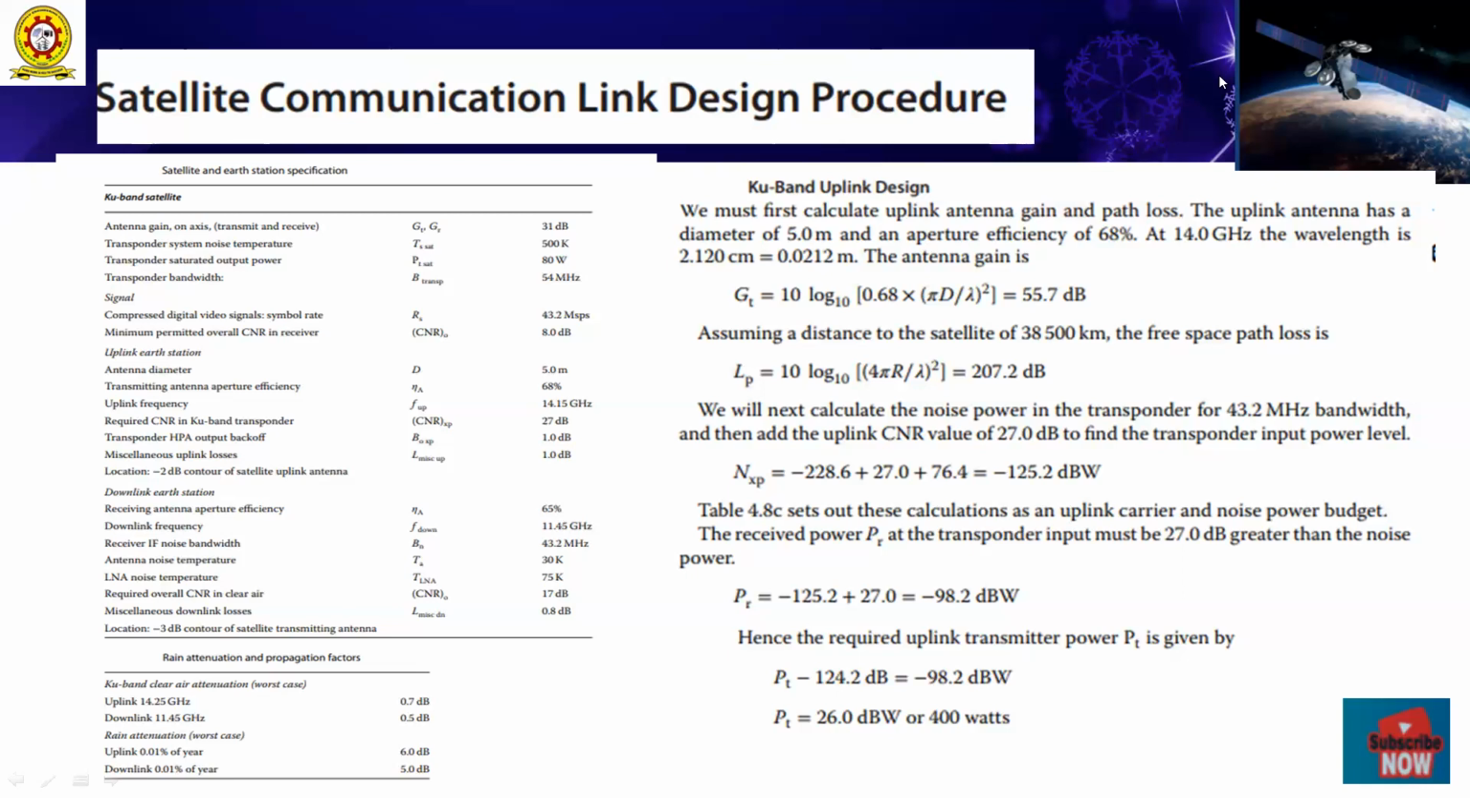So all these satellite Earth station Ku band link parameters allow us to demonstrate the Earth station specifications along with Ku band rain attenuation and propagation factors. The uplink and downlink frequencies differ, so 0.7 dB and 0.5 dB, and we have rain attenuation of 6 dB and 5 dB respectively.